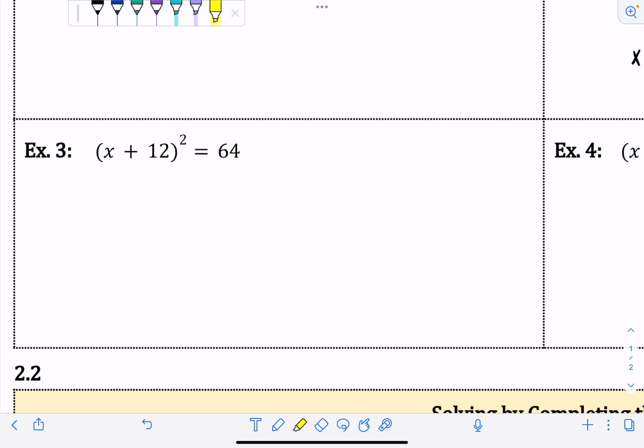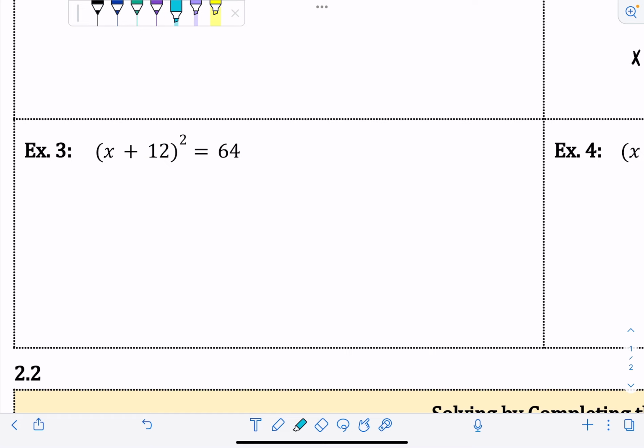Okay, example 3, we have something that is being squared along with the x. So (x + 12)^2 = 64. I want to isolate the x, but I can't subtract out this 12 because it's in parentheses with the squared. So I can't get rid of that yet. It's kind of like it's in jail cells.